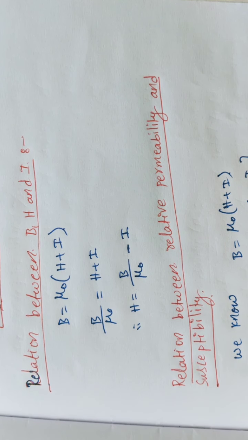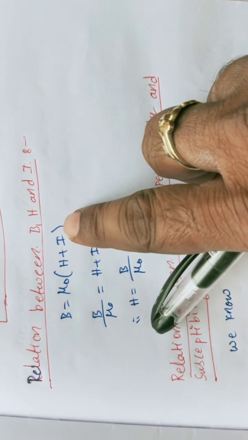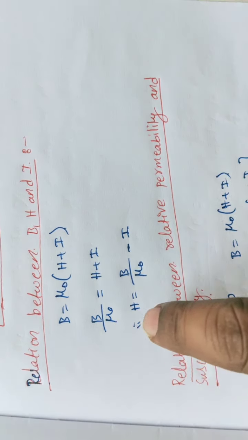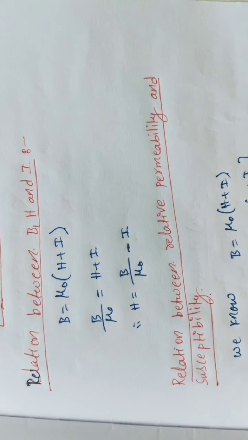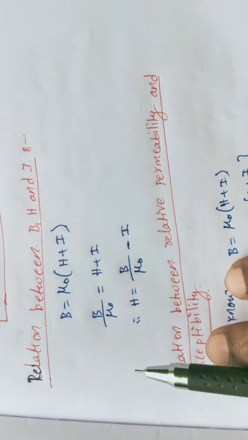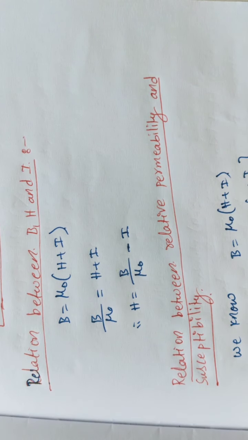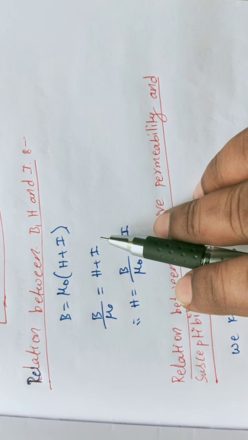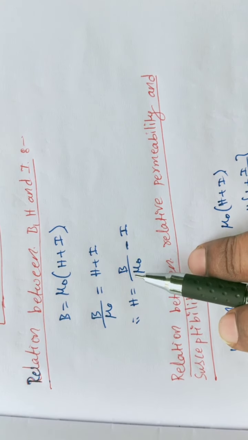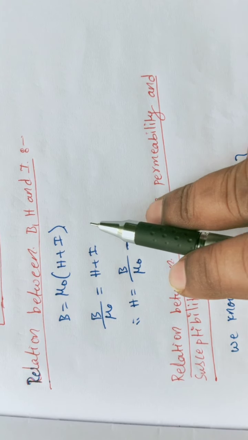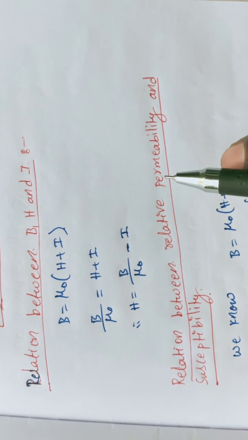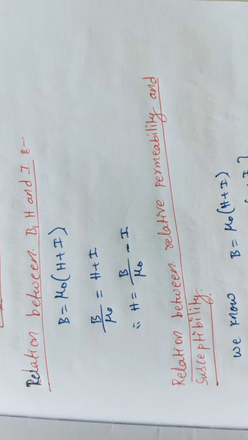Students, finally we want to discuss a few relations, those between B, H and I. Here, B, H and I are interrelated: B is equal to mu naught into H plus I, we can write. On simplification, B by mu naught is equal to H plus I. Therefore H is equal to B by mu naught minus I. In these three ways we can represent the relation between B, H and I.